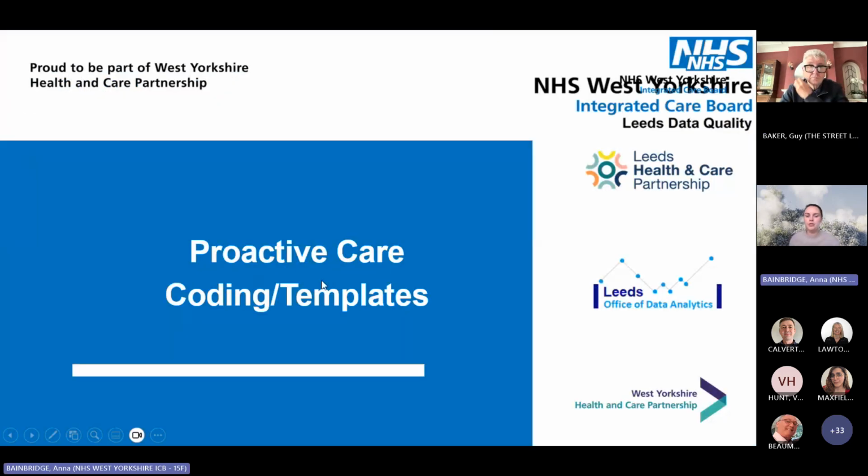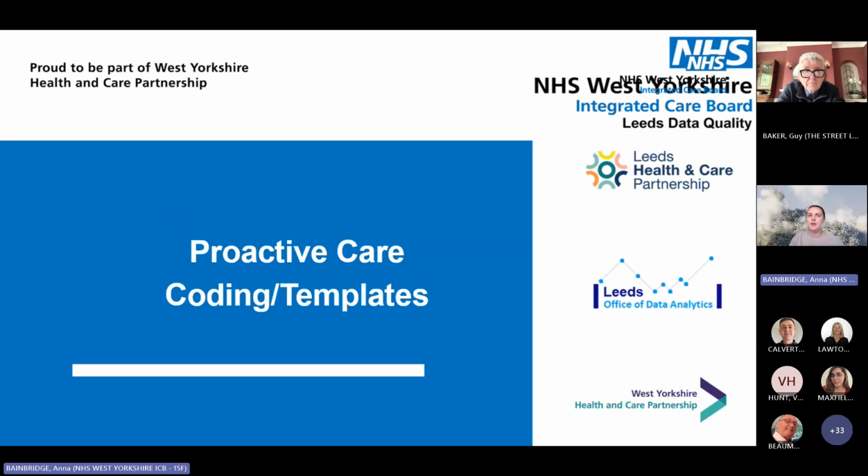So for those of you who don't know me, my name's Anna. I work in the data quality team. I've been working with colleagues in the ICB and from some EMIS and SystmOne practices to support with the new proactive schemes that are going on. For the purpose of this session and update, I'm going to be focusing on the targeted cohorts, groups 1 to 3. There was guidance that went out in the primary care bulletin last week, and it also went out in the data quality bulletin yesterday.